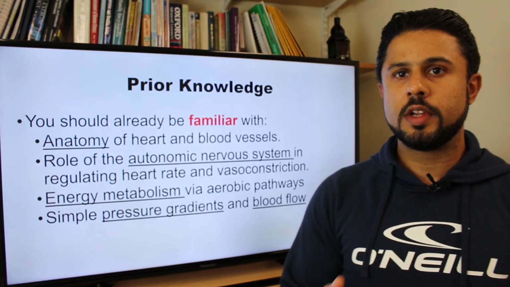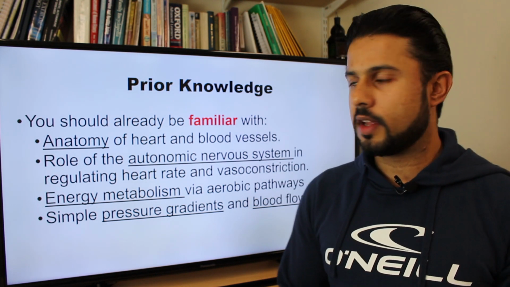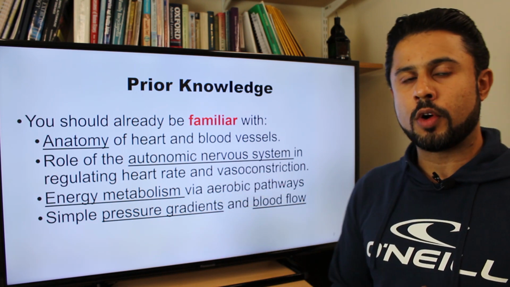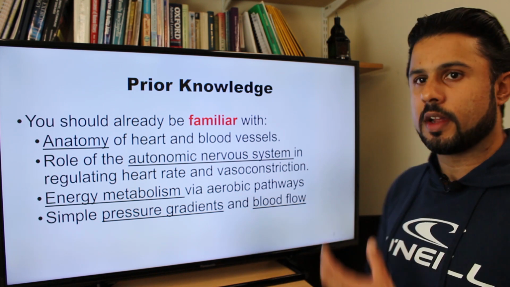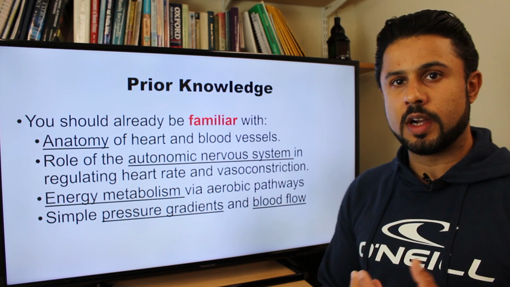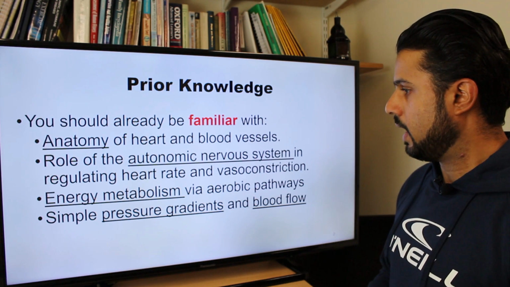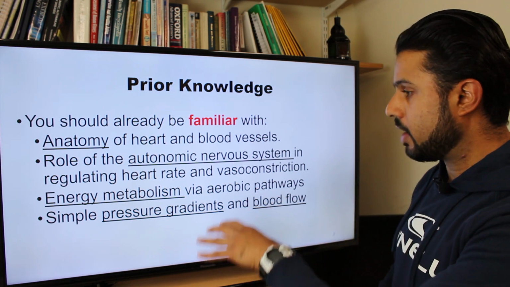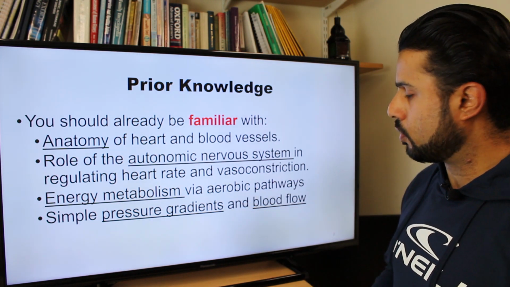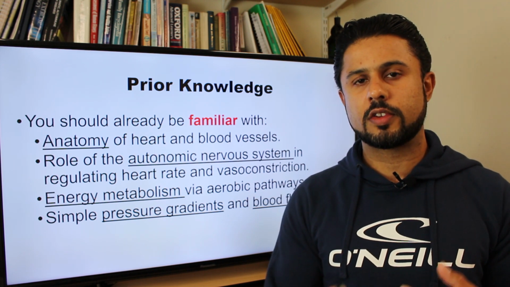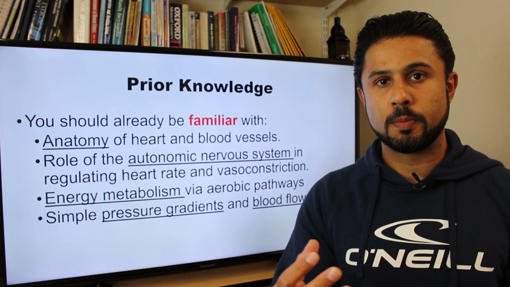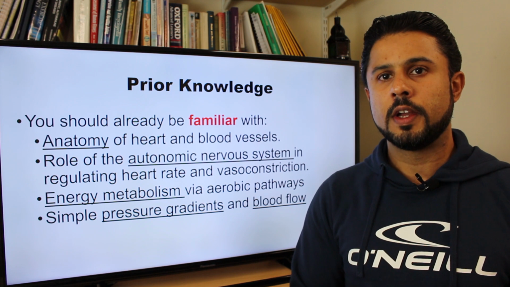In terms of the knowledge that you need to have before you look at the rest of the presentation, you should be familiar with the anatomy of the heart and the blood vessels, and also the role that the autonomic nervous system plays in regulating our heart rate and in vasoconstriction as well. So how we have dilation and constriction in various parts of the body. It would also be useful to know about the energetics of exercise, particularly through aerobic pathways, and to have a basic understanding of pressure gradients, of how blood will move from areas of high pressure to low pressure, and how that relates to blood flow going to the tissues from the heart.